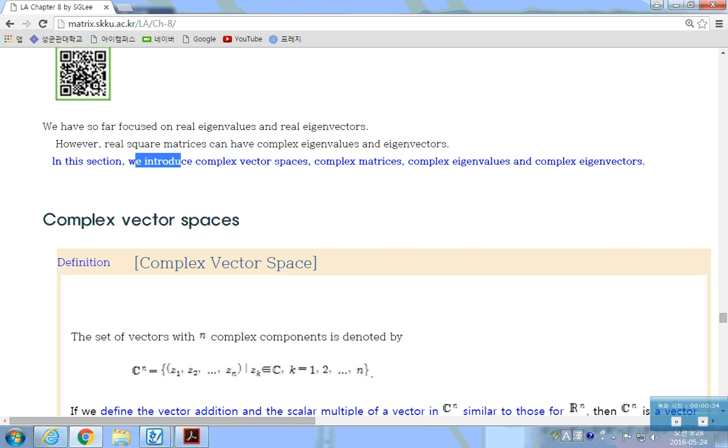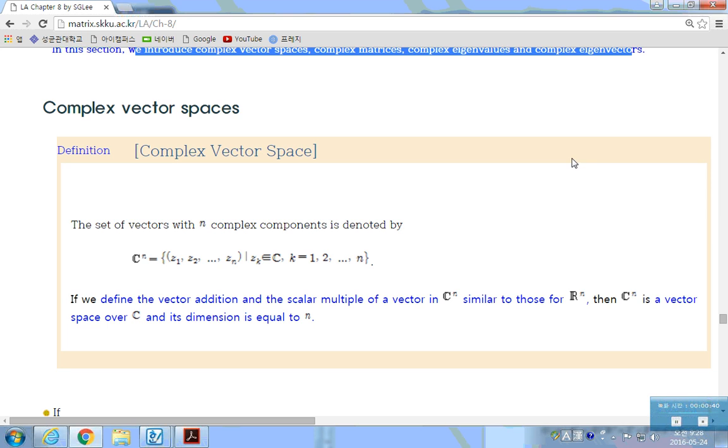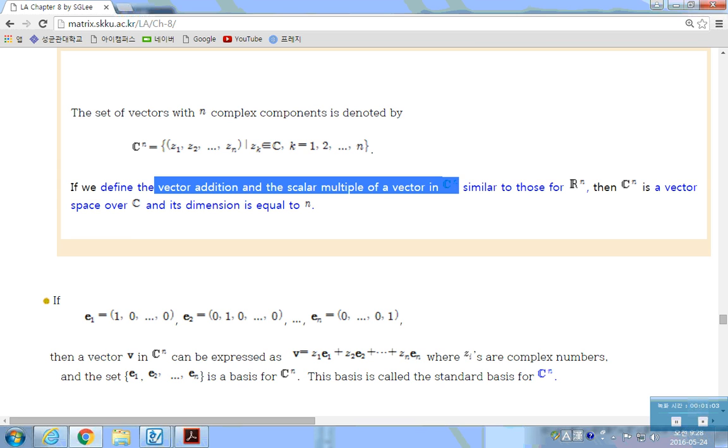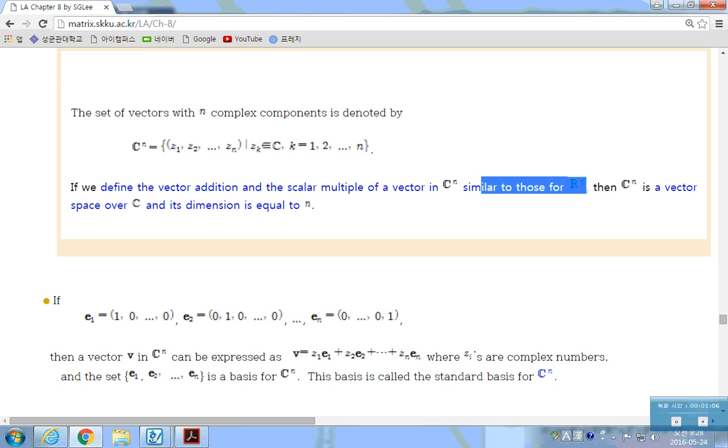In this section, we introduce complex vector space, complex matrix, complex eigenvalue, and complex eigenvectors. Complex vector space: the set of n vectors with n complex components is denoted by Cn, C to the n, where all the entries are complex numbers. If we define vector addition and scalar multiplication in Cn similar to those for Rn, then Cn forms a vector space over C, and its dimension is equal to n.